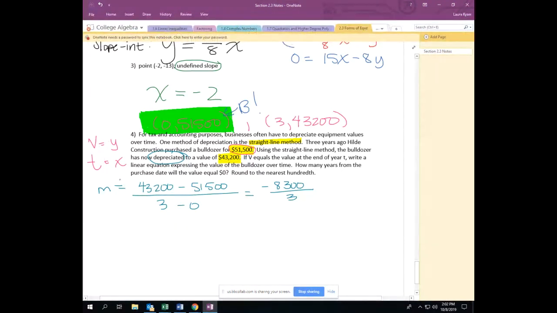So again, I'm going to use v and t instead of x and y. V is supposed to represent the y, so I'll put v equals. M is negative 8,300 over 3. X is supposed to be a t in this case. And then my y-intercept was 51,500. And there's your slope-intercept form right there.